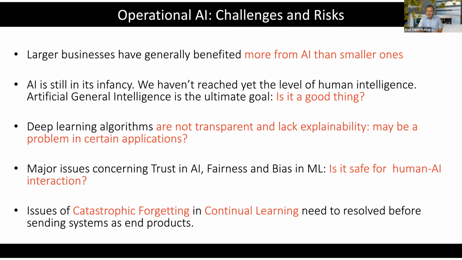The issue of catastrophic forgetting in continual learning needs to be resolved before sending systems out as end products. Myself and my students have published a number of articles in the area of continual learning. What is continual learning? Continual learning is basically designing a system that keeps accumulating learning on various types of tasks. And we would like to do it similar to how humans do it, because nowadays, again, we don't want to mimic how the brain works, but we would like to mimic how the brain reasons, and that's continual learning. So basically, it is about designing a neural network or a system that could learn on various types of tasks.